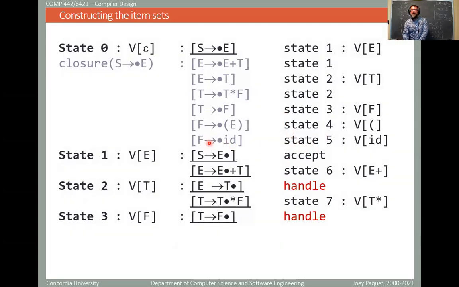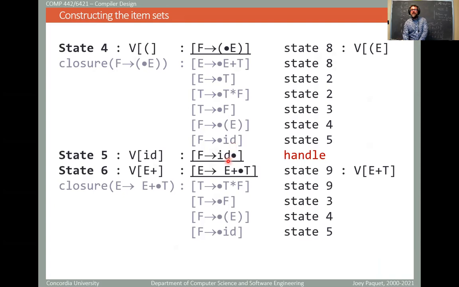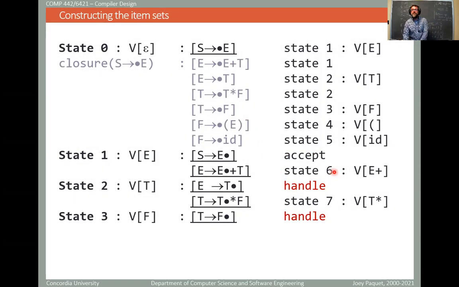And then state number 5 is V of ID. So V of ID, there's no closure here because I don't have any item that has a non-terminal symbol after the dot. So it's very simple one here. Then state number 6 is this item here, whereby I'm moving the dot after the T here.